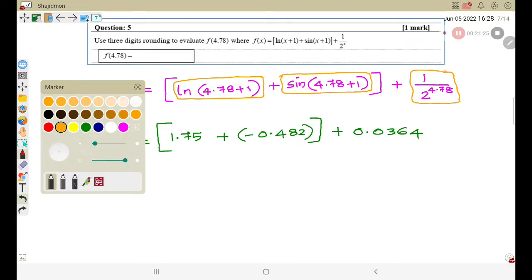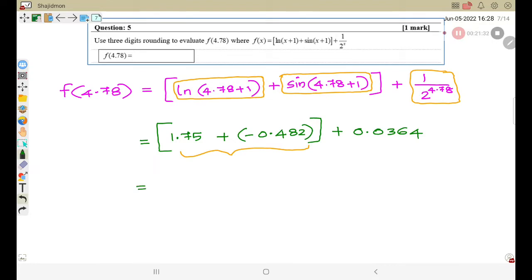Now first we need to simplify the bracketed term. This term first we simplify, so we will get 1.75 minus 0.482, you will get 1.27. Now plus the next number, 0.0364, so totally the answer you will get is 1.31 using 3 digits rounding. 1.31. As you know, this is the approximate value, the p star value, because if you are using rounding or chopping, that number is an approximate number. So 1.31 is the correct answer. You need to fill in that blank in the question. 1.31, I hope you understood.